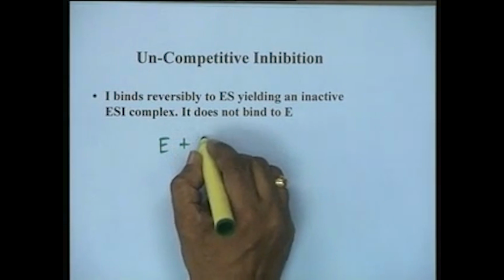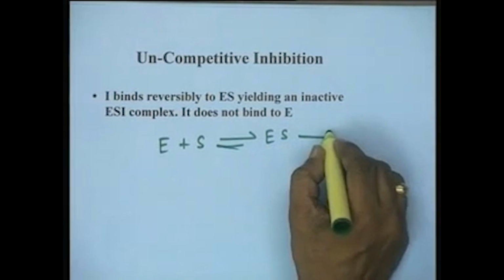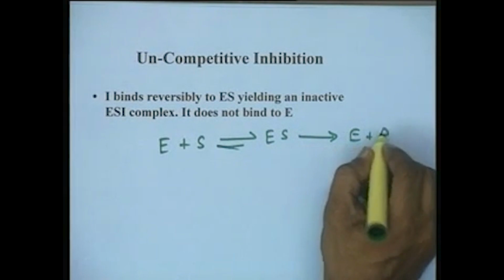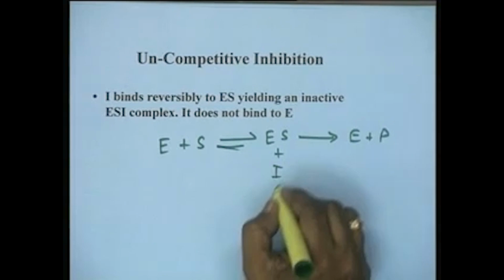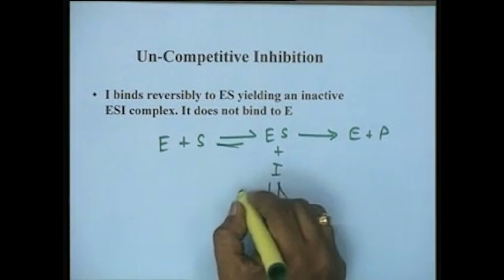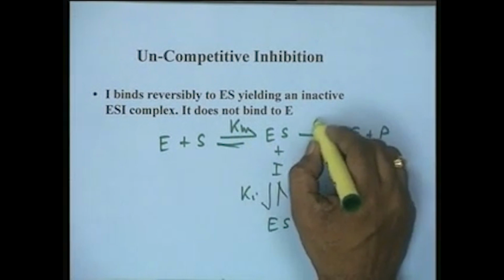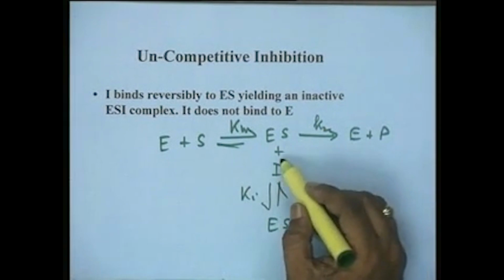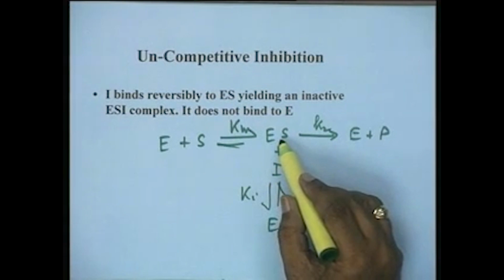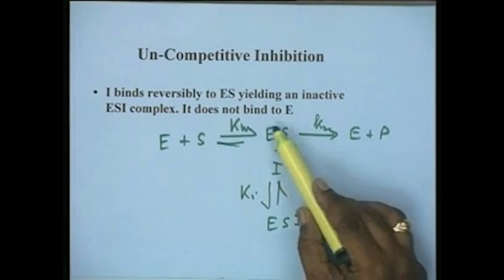So, essentially one can see ES giving E plus P, and this can bind to the inhibitor giving you ESI. Now, this is the dissociation constant Ki, along with the classical Km and K2. So, essentially the inhibitor can bind only to the ES complex and does not bind to the free enzyme.